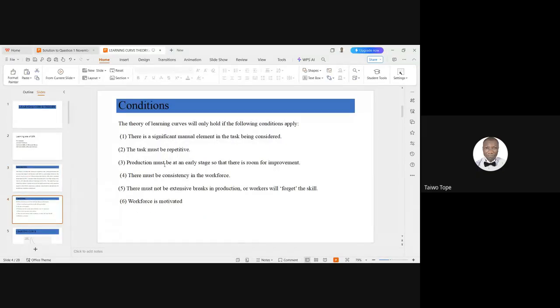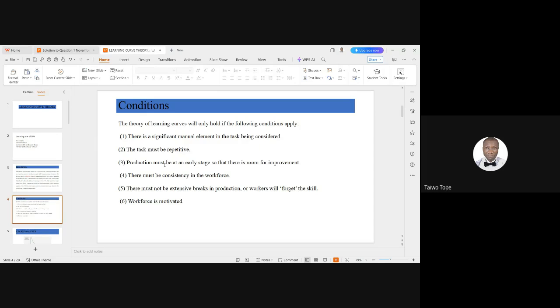The theory of learning curves will only hold if the following conditions apply. That is, there is a significant manual element in the task being considered. The task must be repetitive, and production must be at an early stage so that there is room for improvement. And more so, there must be consistency in the workforce. It means not that you work today, tomorrow you are not there. When you are consistent in doing a particular task, you'll be able to measure the learning effect on you in relation to handling that particular task.